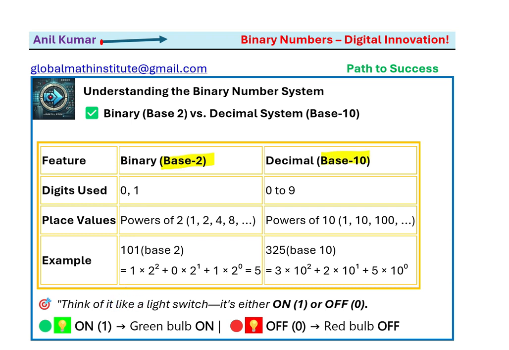Similarly, base 10 means we are talking about digits 0 to 9. 0 to 9 means 10 digits. 1 to 9 are 9, and 0 is the 10th digit, correct? So, we have 0 to 9 digits for the base 10 decimal system, and 0 and 1, just two digits, for the binary system, right? Key is place value.